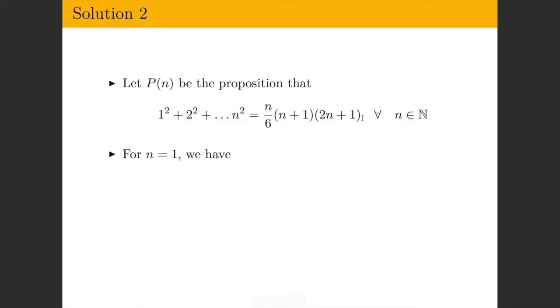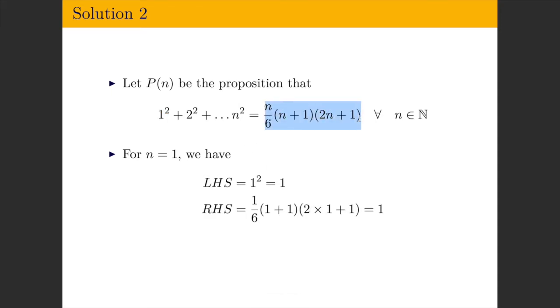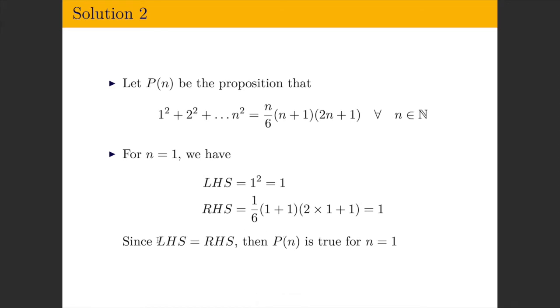So again, the base case or the initial step that we're going to look at is n equals 1. For n equals 1, the left-hand side of the equation is just 1 squared, which is equal to 1. And the right-hand side would be this side here, where we again substitute in 1 for n. It turns out that when we substitute in 1 into the formula here, we also get 1. So again, this shows that since the left-hand side equals the right-hand side, the proposition is true for n equals 1.